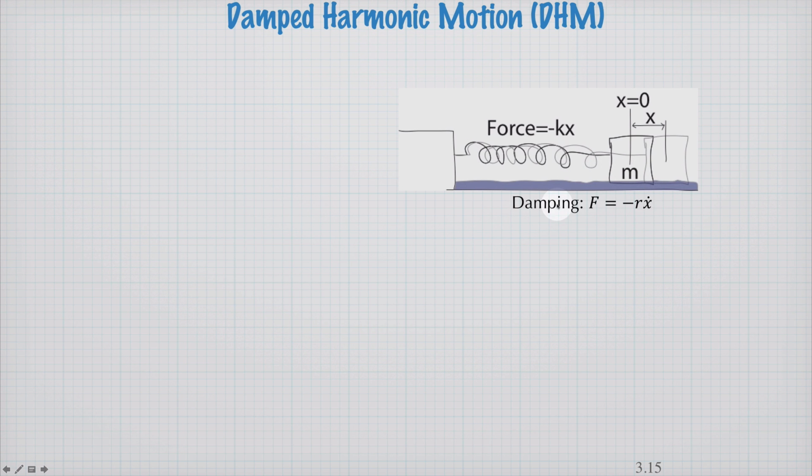We'll model this damping force as negative r x dot. So it's a force in the opposite direction to the velocity x dot and some constant r, which depends on how thick the fluid is, so it's a damping constant. An example might be a piston with some fluid or a pendulum moving in air.